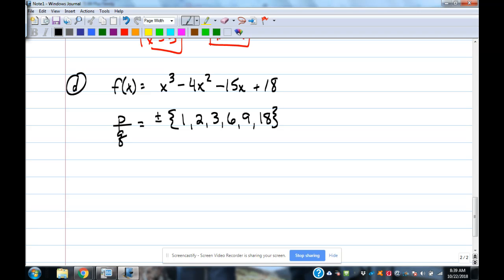Okay. Now, which ones of those work in synthetic division?